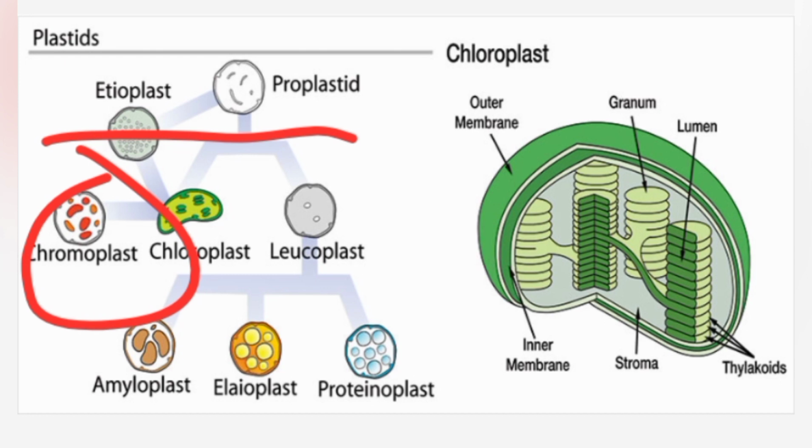These are mostly present in petals and fruits, because you can see that other than the petals and the fruits, the entire plant is of green color, right? In the petals and the fruits you find various different colors like red, yellow, pink, and all these things. That is due to the presence of chromoplast. So these provide color to the flowers and the fruits.